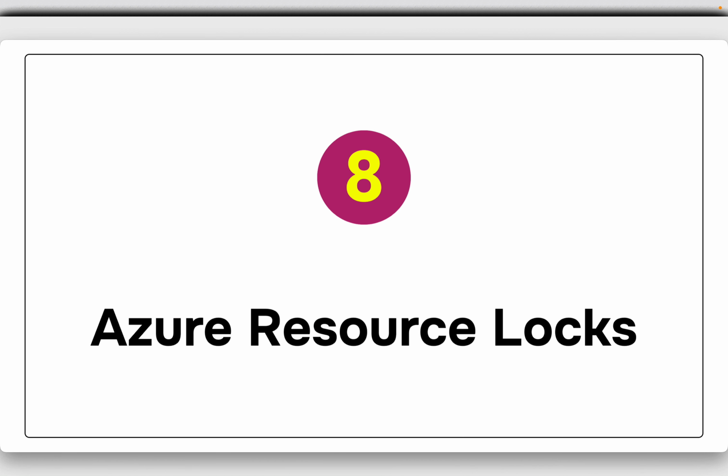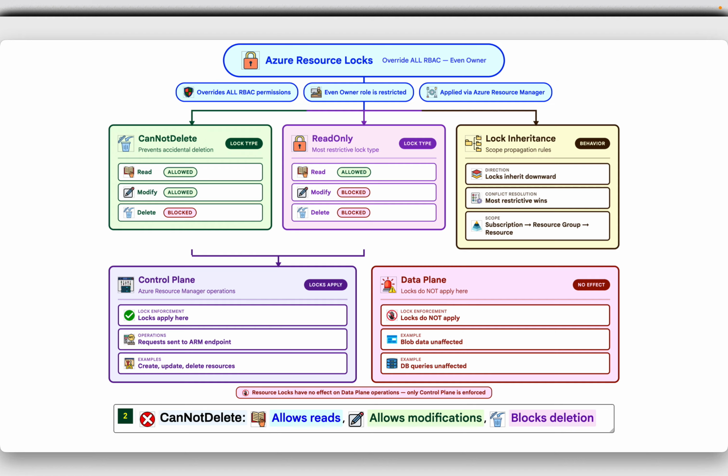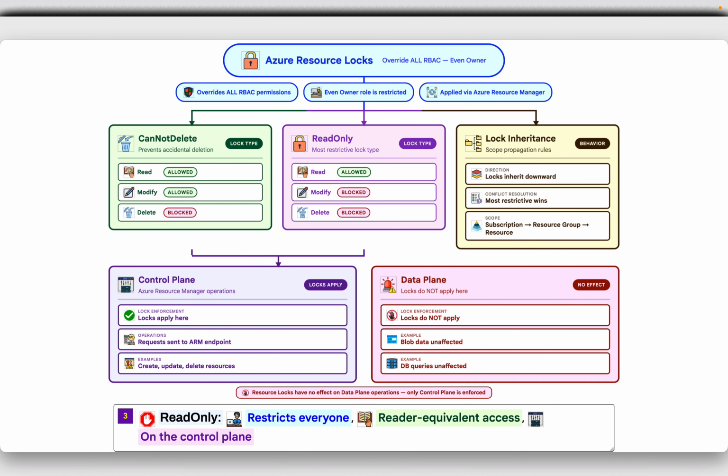Eighth topic, Azure Resource Locks. Resource locks protect against accidental changes regardless of role-based access control permissions. Even the Owner role cannot bypass a lock. The Cannot Delete lock allows reads and allows modifications but blocks deletion of the resource. The Read-Only lock restricts everyone to Reader-equivalent access on the control plane. Both modifications and deletions are blocked.